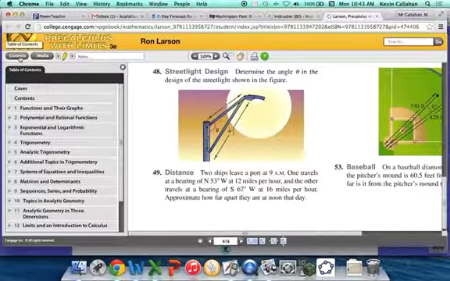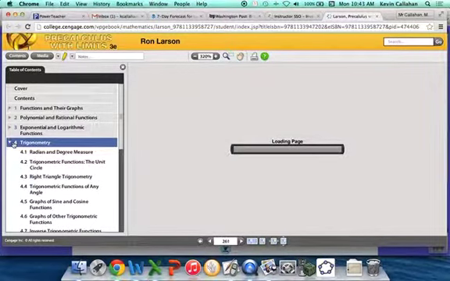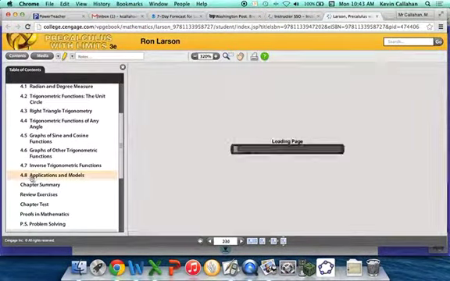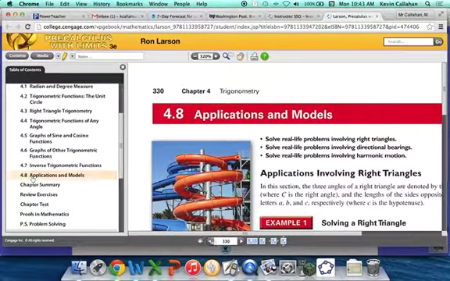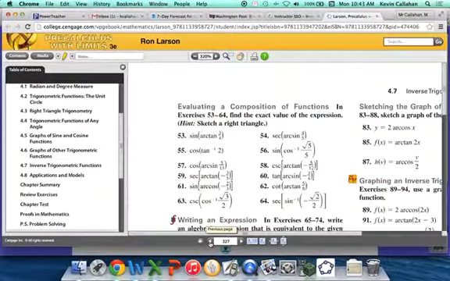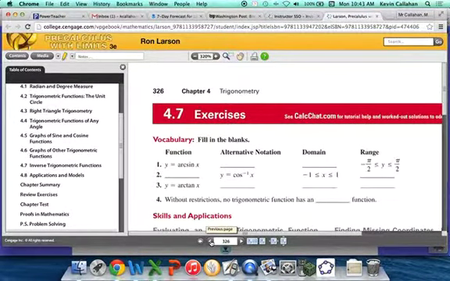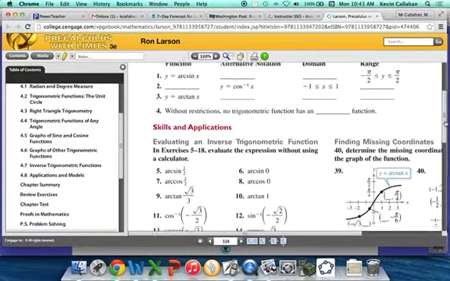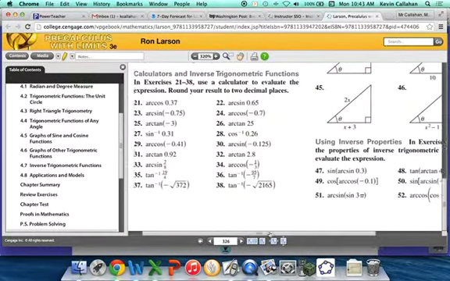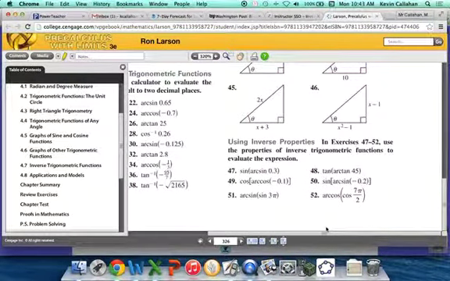Let me go back to this. Hopefully it's not, what chapter is this? 4. So this was in 4, 8, and then go back. Not that one. That's the one I did remember to cut. This is the one. Like these here at the bottom.